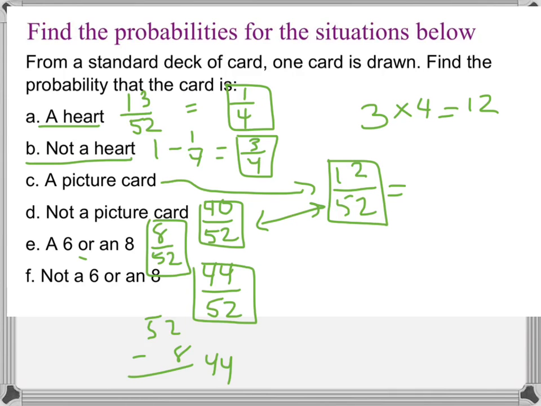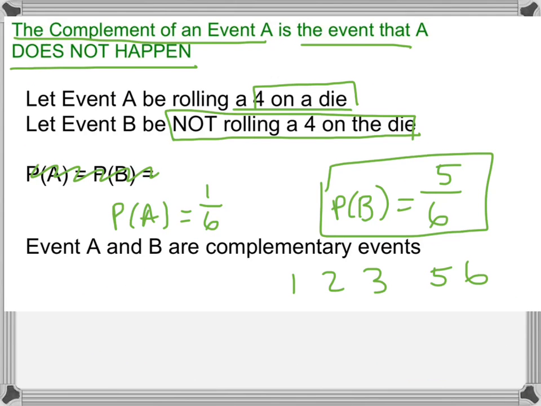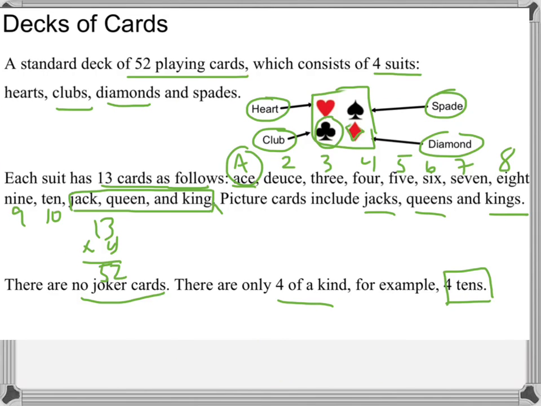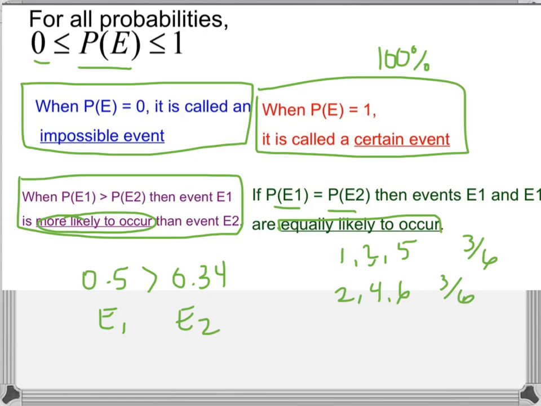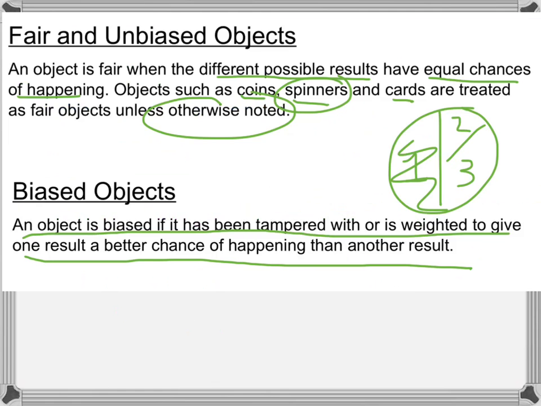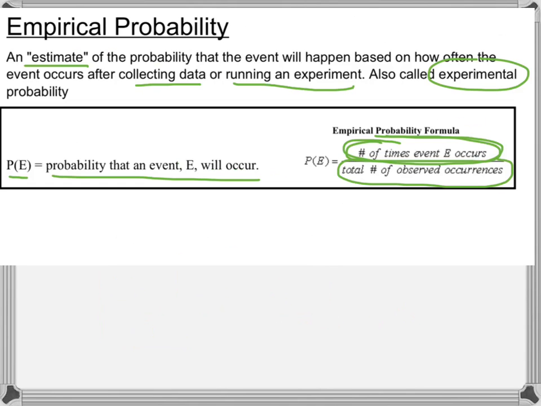And that is the last slide. Let's just review what we learned real quick. We learned about complementary events. We learned about decks of cards, so make sure you have this in your notes if you're not familiar with cards. We learned about certain events, impossible events, things that are more likely to occur, less likely, or equally likely to occur. Fair and unbiased objects, and theoretical and empirical probability. And that's the end of the lesson today.